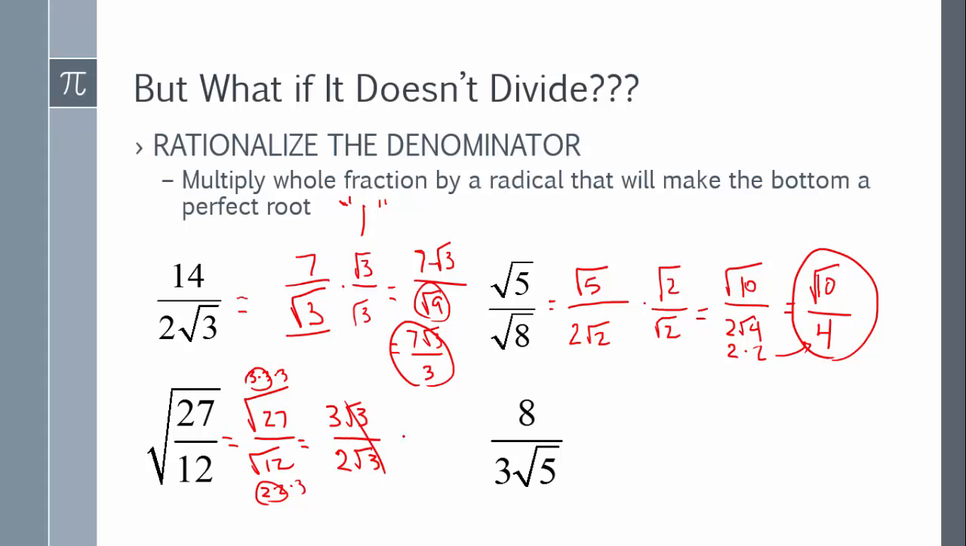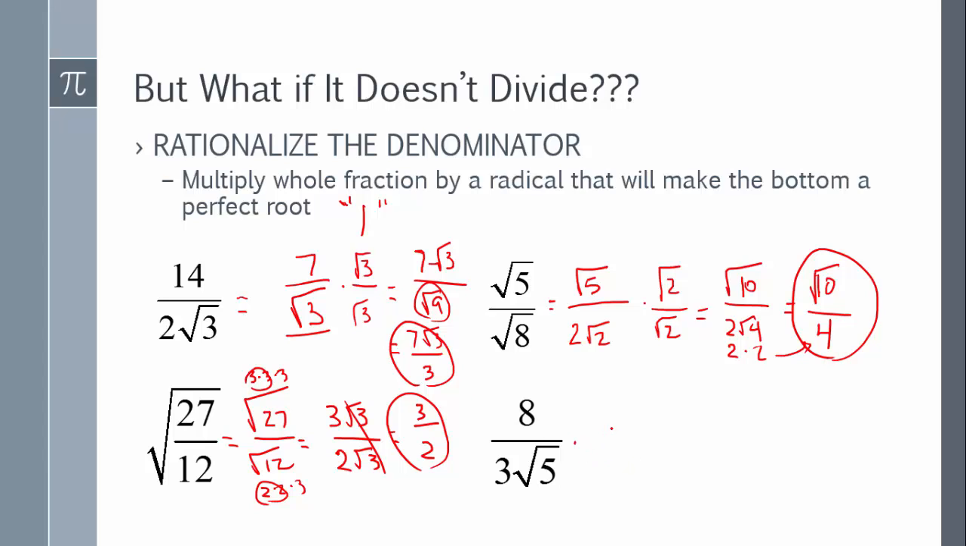The root 3's cancel. So where it looked like I started with a denominator that contained a radical, by simplifying the roots separately, I end up not having to worry about rationalizing my denominator. I could end up with a nice rational answer of 3/2.